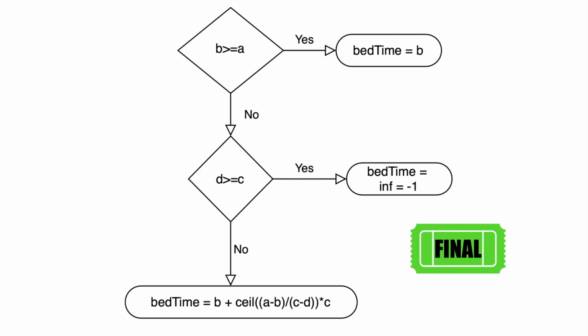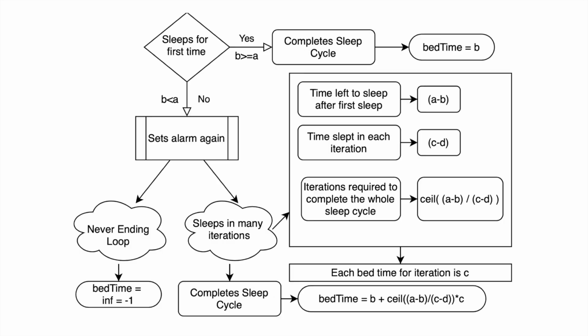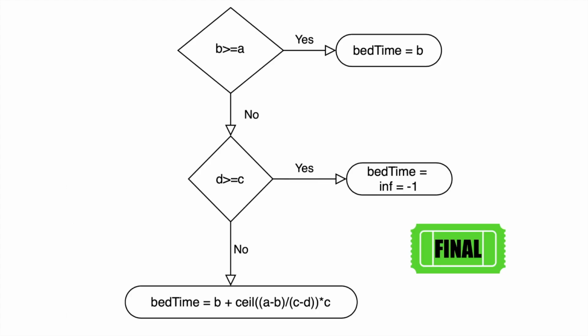If d is less than c, then the bedtime would be b plus the ceiling function of (a minus b) by (c minus d), times c. This is the whole process, and anyone who wants to take a screenshot can pause the video and take a screenshot for better understanding of the problem. This flowchart is a shorter, condensed, and more useful one while coding. Okay, enough of discussion. Now let's go straight into our code editors and start coding for this problem.